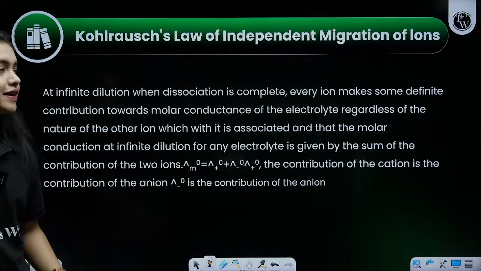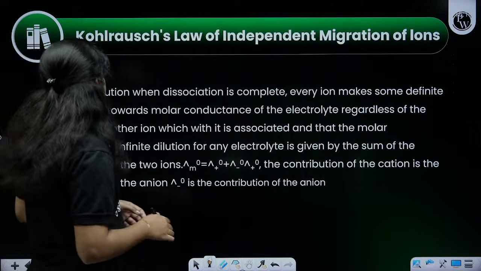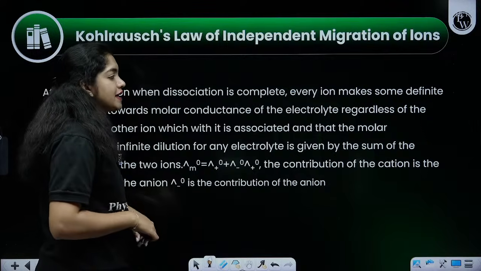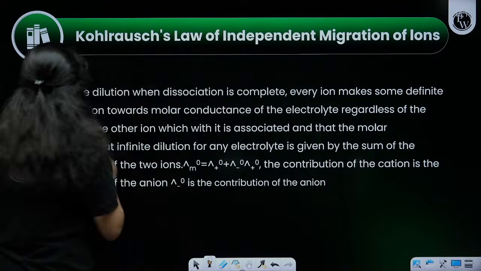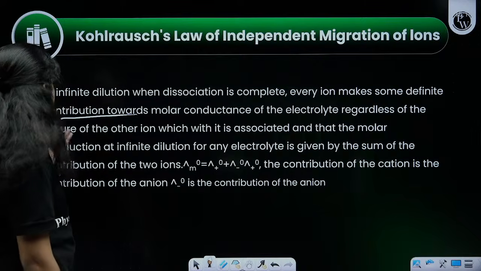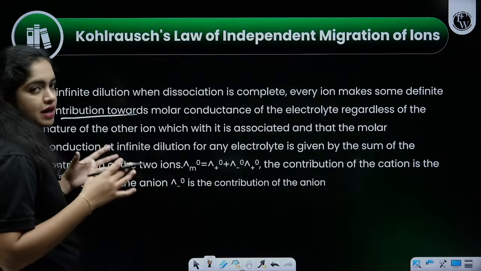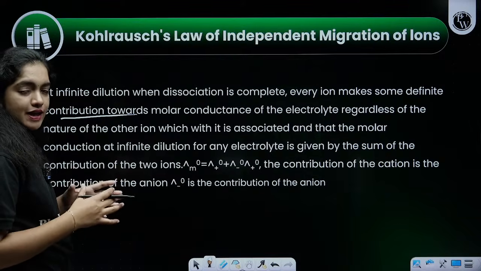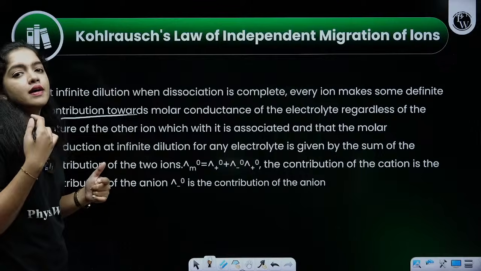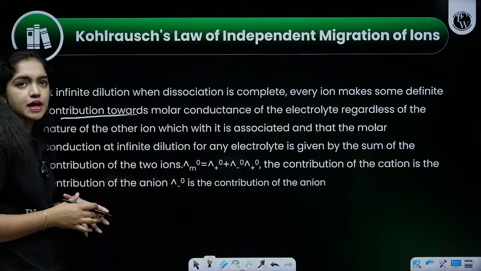Kohlrausch's law of independent migration of ions means that at infinite dilution, when dissociation is complete, every ion makes some definite contribution towards the molar conductance, regardless of the nature of the other ion. That means the conductance will be calculated by the sum of the contributions of the individual ions, that is cations and anions.